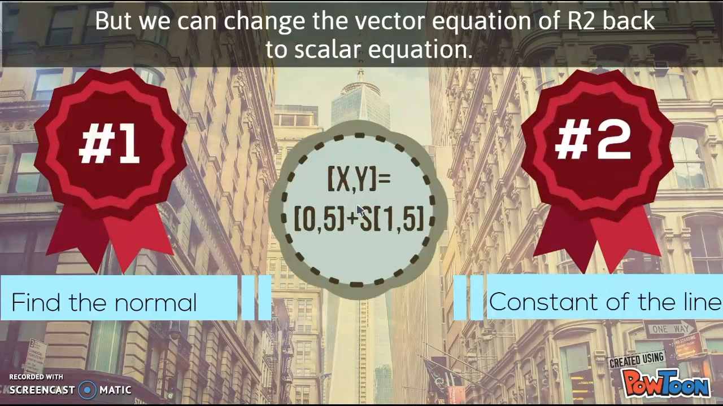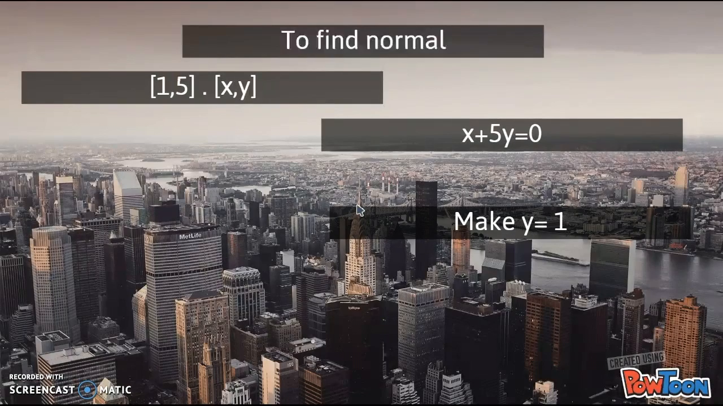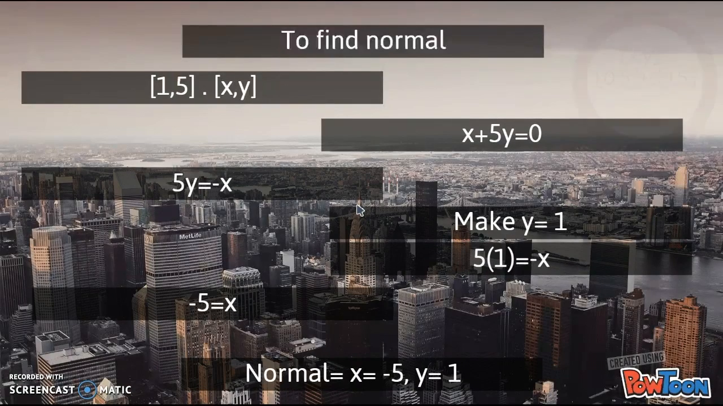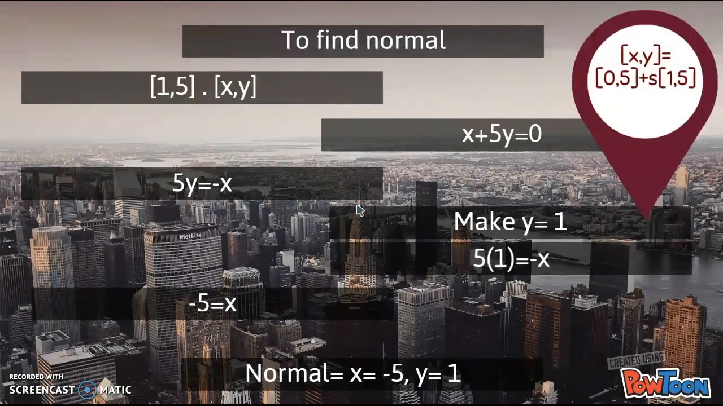So this is another example. Given point 0, 5 and direction vector 1, 5 is the vector equation of a line. We then use dot product to find the normal. 1, 5 dot product x, y, we will be getting x plus 5y equals 0.